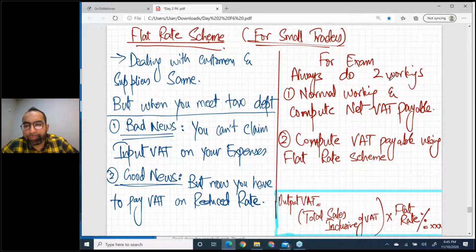Now the third scheme is the flat rate scheme. Let me give you some introduction, and this is very interesting. Flat rate schemes are for small traders, very poor small traders, not for big people. And the evidence for this is the limit. You know, the limit for the annual accounting scheme was 1.35 million and 1.6 million, but for the flat rate scheme the limit is very low. It's around 150,000 and 230,000, right? Okay.